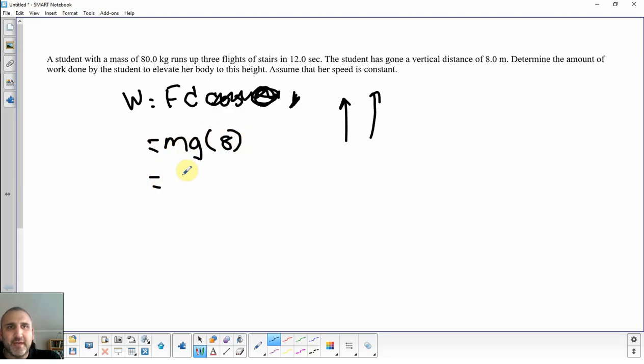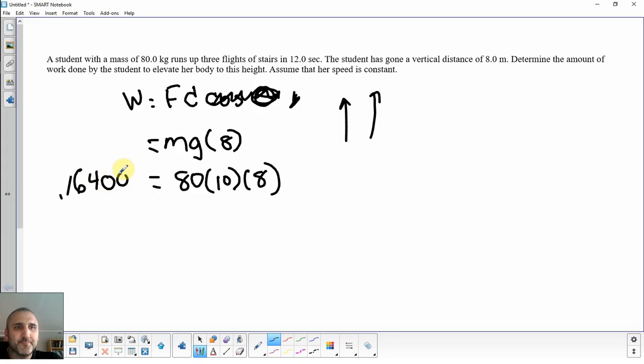So if we know that the student's mass is 80 kilograms, 8 times 80 times 10 should be 6,400 joules. I mean, this is exactly what you guys did during the power lab. The fact that they go in 12 seconds doesn't mean anything because we are not asking you anything about power. We are only asking you about the work. Okay? So they have to do work on themselves to lift themselves up.